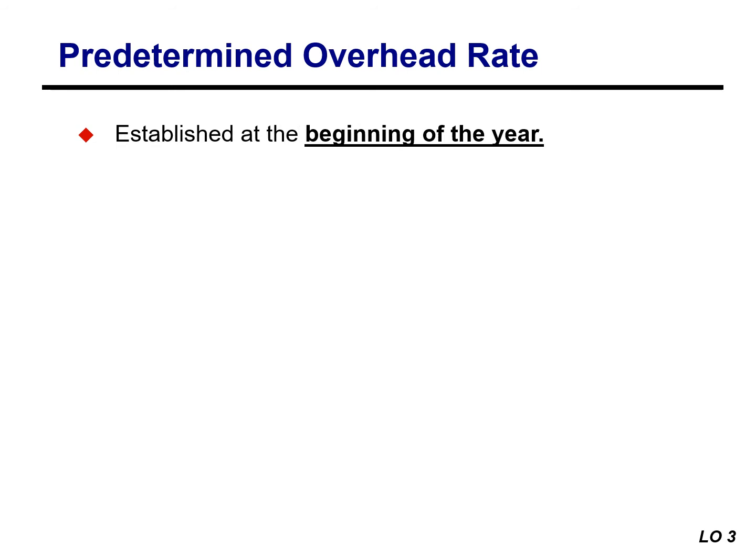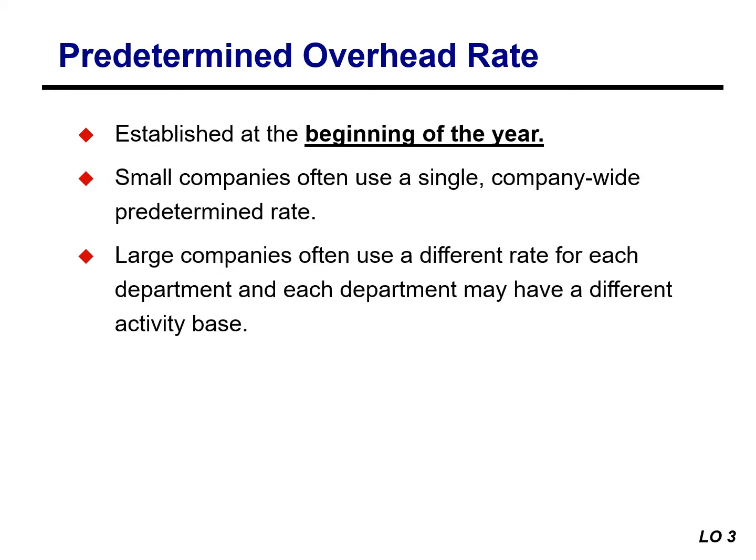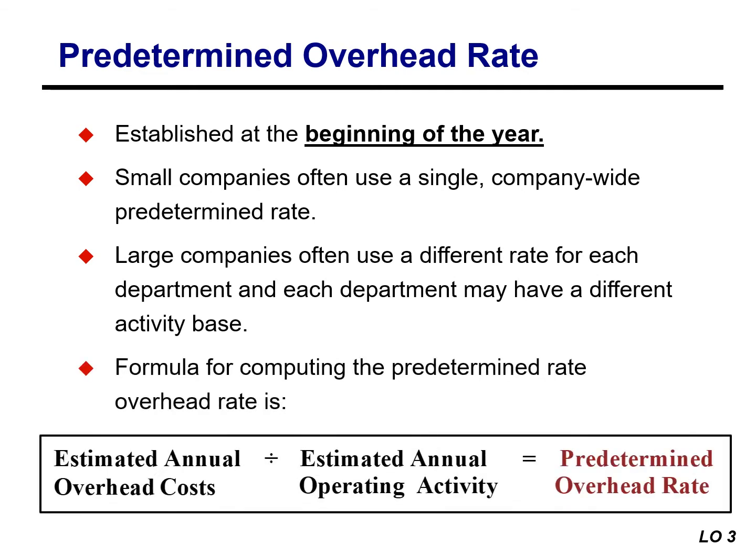Companies establish the predetermined overhead rate at the beginning of the year. Small companies often use a single company-wide predetermined overhead rate, whereas large companies often use rates that vary from department to department. The formula for a predetermined overhead rate is estimated annual overhead cost divided by an estimated annual operating activity, such as direct labor hours or machine hours.